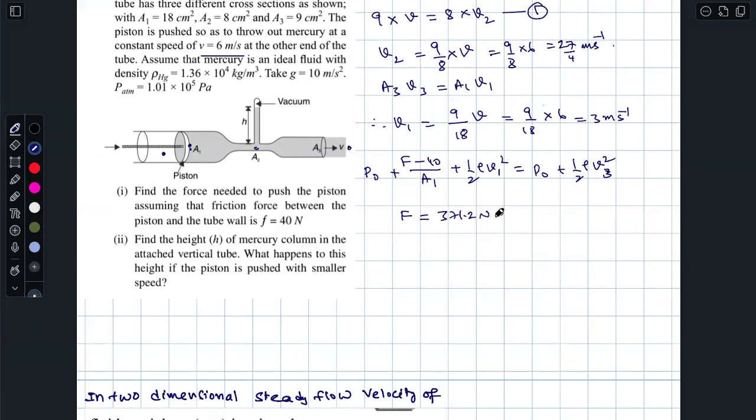Trust me. You want height, right? You have two options. One, you compare these two points. Rho g h plus half rho v2 squared is equal to P naught plus half rho v3 squared. Integrating, you just compare it like this. You will get h as 26 centimeters.